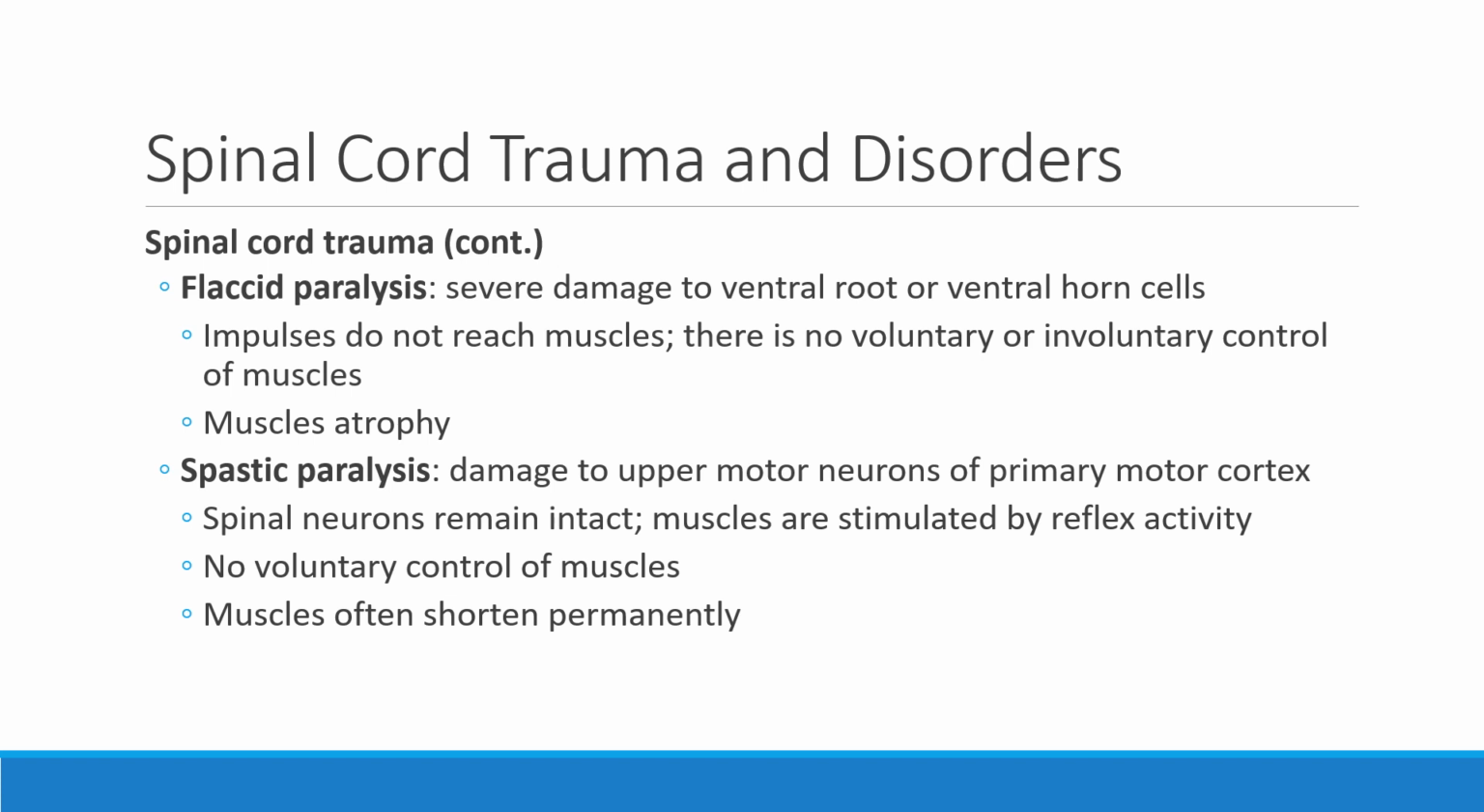Flaccid, severe damage to ventral roots or ventral horn cells. Impulses do not reach the muscles at all. There's no voluntary or involuntary control of the muscles, and we see muscle atrophy. So the muscles are not firing off, so they're going to become extremely weak and smaller. Spastic paralysis, damage to the upper motor neurons of primary motor cortex. Spinal neurons remain intact. Muscles are stimulated by reflex activity. So no voluntary control of muscles. Muscles often shorten permanently. So they're stuck in that reflex.